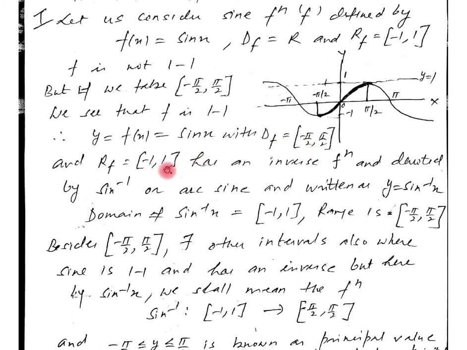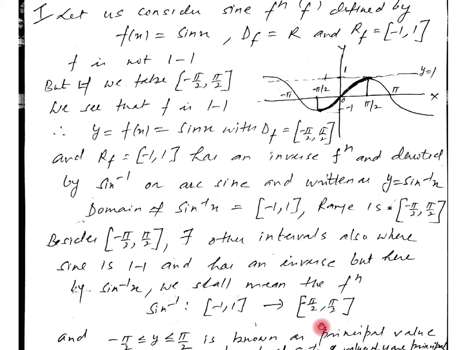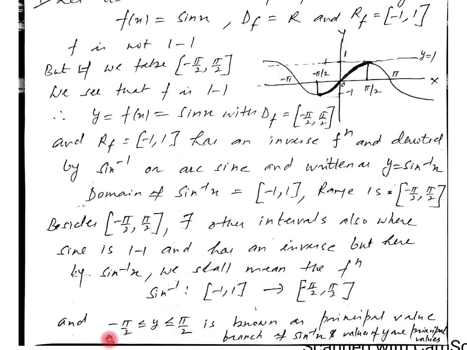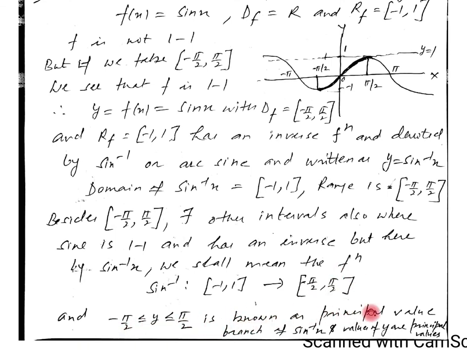This is the domain, this is the range, but when we are talking about the inverse, then it becomes what? The domain becomes the range. So therefore sine inverse is a function from closed interval minus 1 to 1 to closed interval minus pi by 2 to pi by 2, and this value of y lying between minus pi by 2 and pi by 2 is known as the principal value branch of sine inverse x. This is also known as the range of the function, and the values of y are known as what?